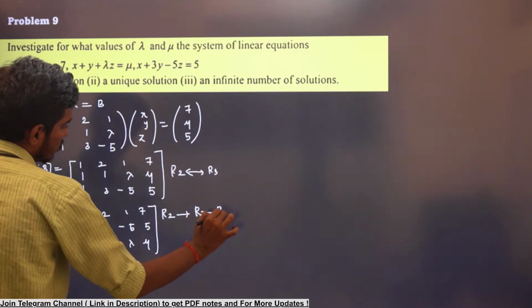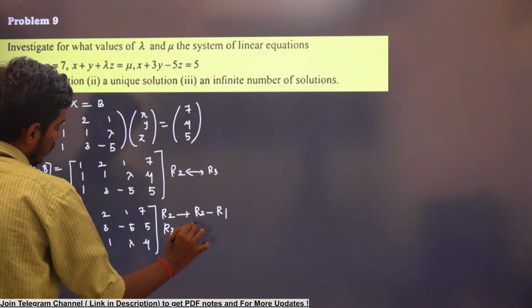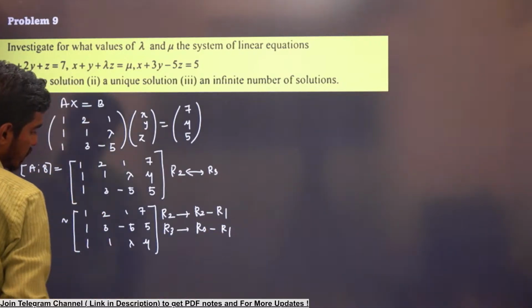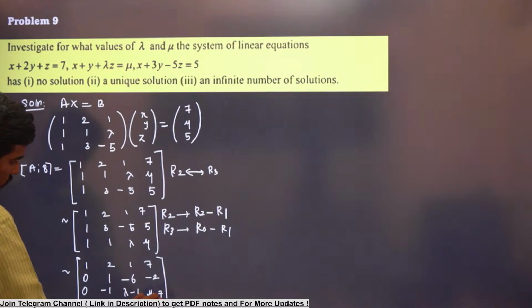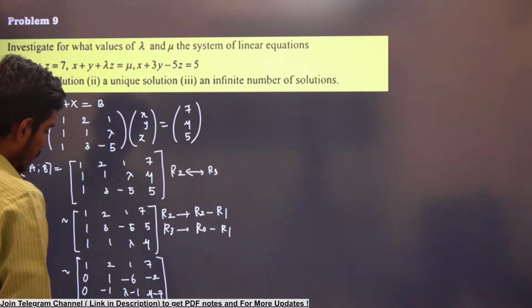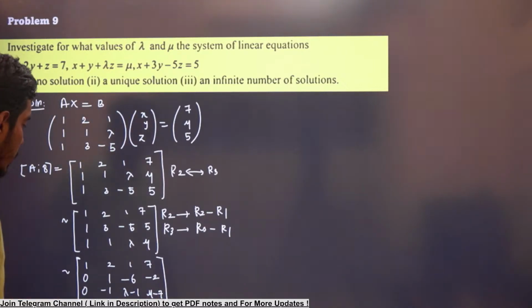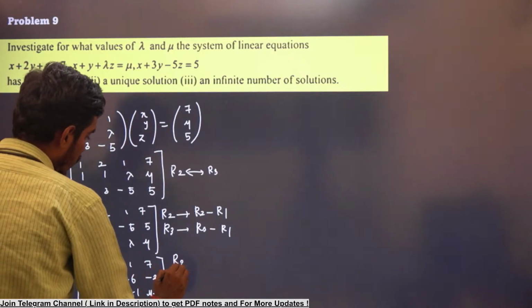So R2 is transformed to R2 minus R1, and R3 is transformed to R3 minus R1. This is equivalent to 1 2 1 7. So 1 minus 1 is 0, 3 minus 2 is 1, minus 5 minus 1 is minus 6, 5 minus 7 is minus 2. For R3 minus R1: 1 minus 1 is 0, 1 minus 2 is minus 1, this is lambda minus 1, and this is mu minus 7. Right now it is not in row echelon form.